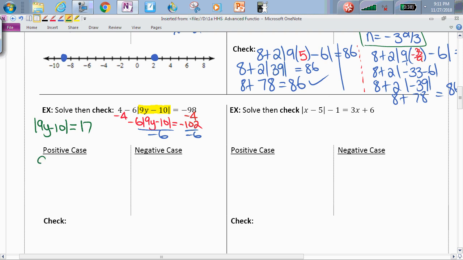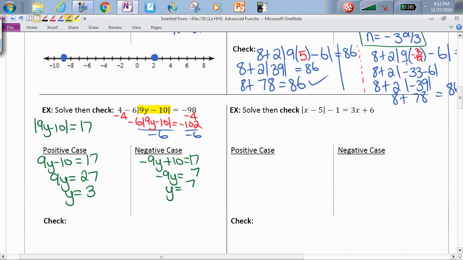From here, our positive case is 9y minus 10 equals 17. Move over the 10. 9y equals 27. Divide both sides by 9. Excuse me, y equals 3. The negative case, remember the expression inside here was negative. So negative 9y plus 10 equals 17. Negative 9y equals negative 7, I'm sorry, positive 7. And then divide both sides by negative 9, we get negative 7/9.